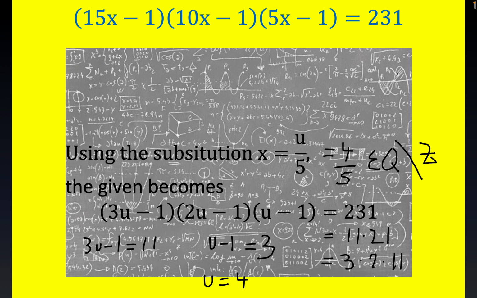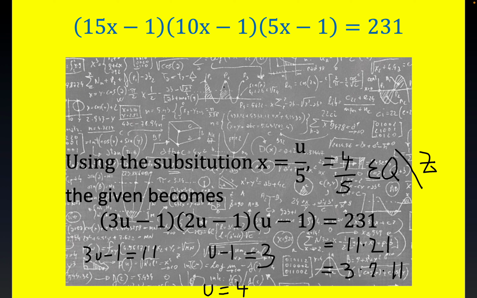You could take the time to check this if you wanted to. Putting 4 over 5 into the first factor gives 3 times 4 over 5 minus 1, which works out to 7 over 5, and so on. If you put 4 over 5 in each factor, 4 over 5 times 10 is the same as 2 times 4, which is 8, minus 1, so this would be 7. And of course, this would be 3. So it's an easy check in the original equation.